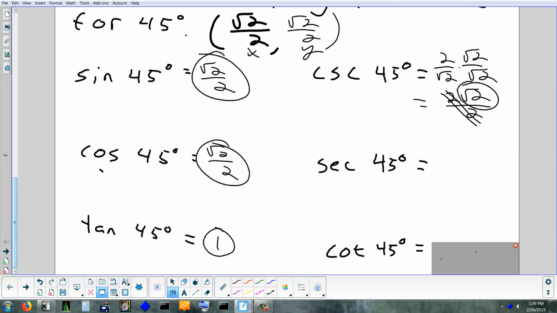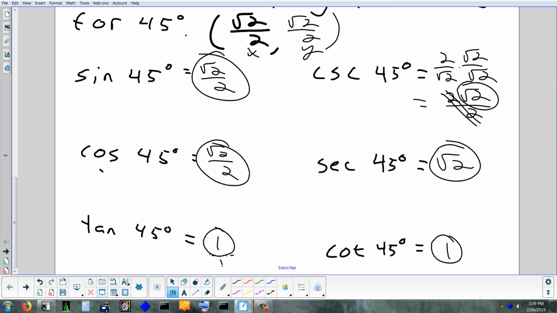And now that we've got the cosecant, the secant is pretty quick on this one. What's the secant? Square root of 2. You'd be flipping the same thing again. Okay, so that's done. And how about your cotangent? 1. If you're wondering how do you get 1, just think of 1 as a fraction. 1 over 1. You flip it, it's 1 over 1.